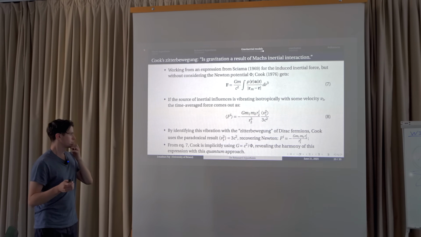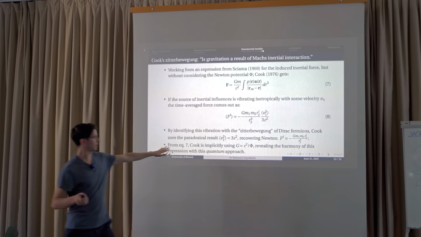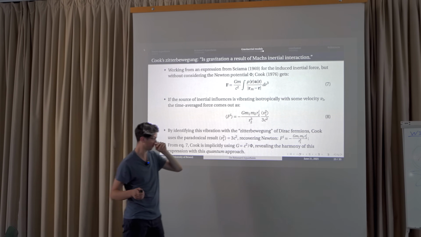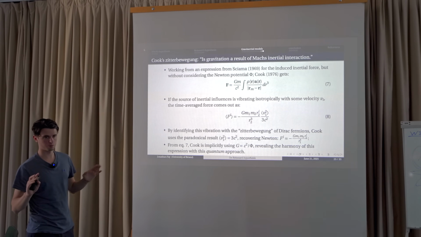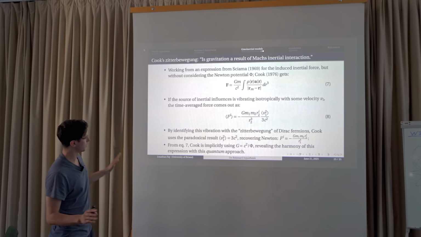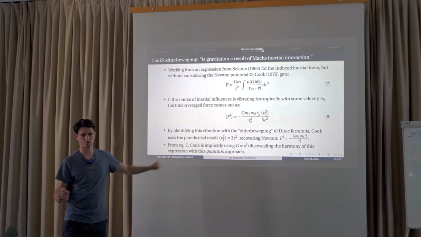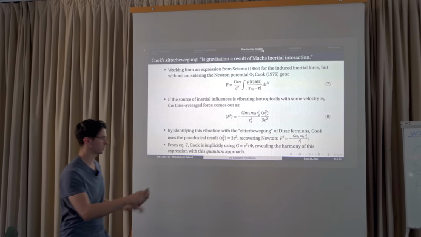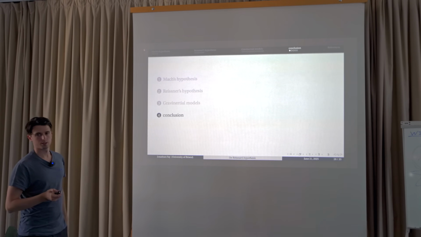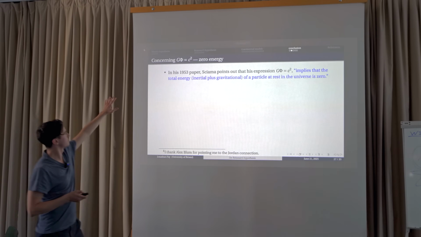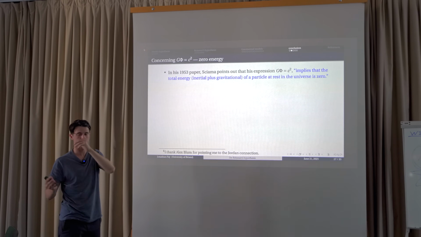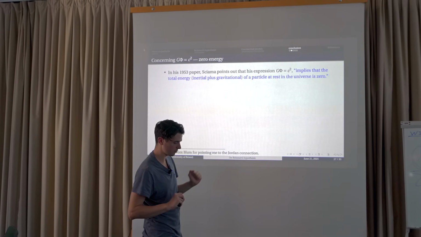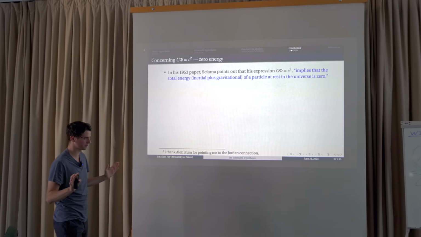Okay. So from this, as I said already, Cook is implicitly using this result, G equals c squared over phi. And this potentially reveals the harmony of this result with this quantum approach. So we already have the harmony with special relativity potentially, and the harmony of quantum mechanics. So what's so great about this equation? There's even more, right? Not only does it bring together Mach's principle, special relativity maybe, and quantum mechanics.